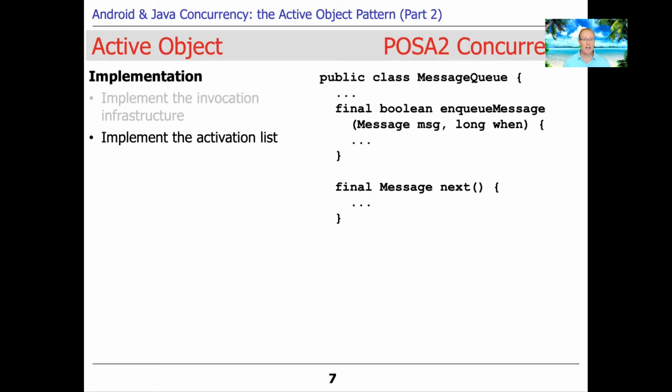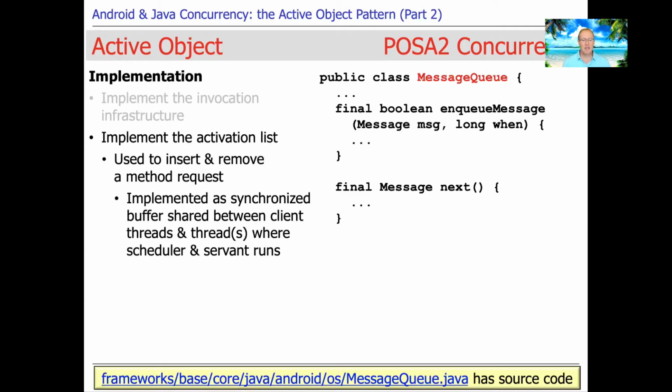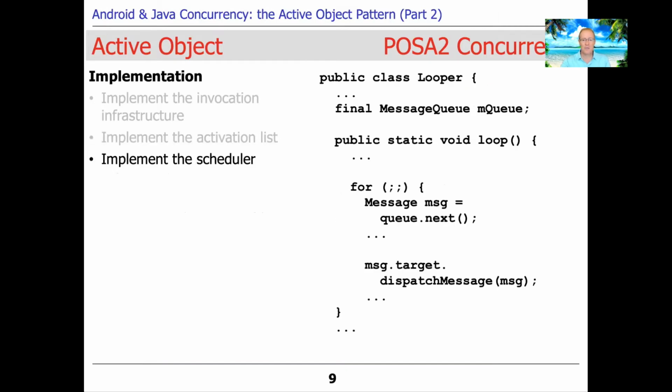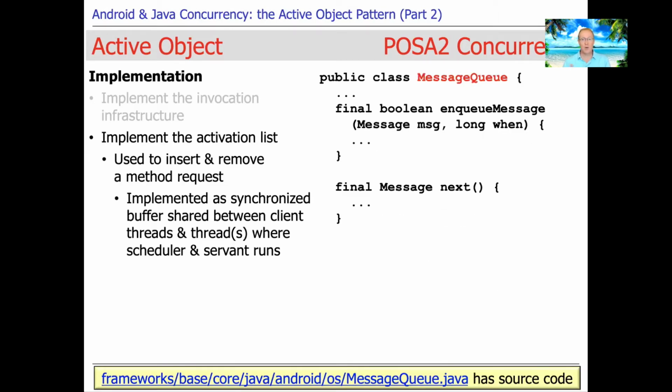The next thing you need to do is implement the activation list. In Android, that's very simple. That's done by the MessageQueue class, which we've talked about before. The MessageQueue class is used to insert and remove method requests, which in this case are messages. Basically, it's implemented as a synchronized buffer that's shared between a client thread and other threads that run in the active object, which is where the scheduler and the servant reside and are used to actually carry out or execute the method requests, or messages, that are passed to it. So you can see here, this is just the Android MessageQueue. You can go look at the MessageQueue source code. It's part of the AOSP release.